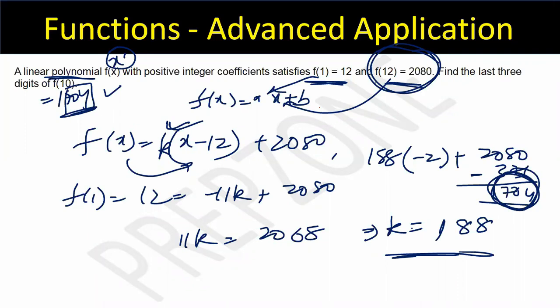The method is the same. Some calculation might have gone wrong, otherwise I don't see a reason. Let's see, what did we get? We got kx, so k is positive. Then minus 12 into 188. 2088 minus 12 into 188. So this is 1880 and 3 is 300 plus. So yes, this is negative. B is coming negative for us, which means there is some mistake in the question. Okay, integral coefficient. Thanks. Okay.